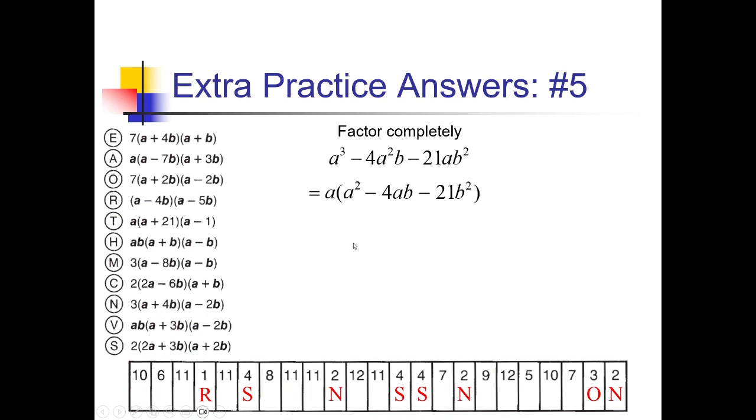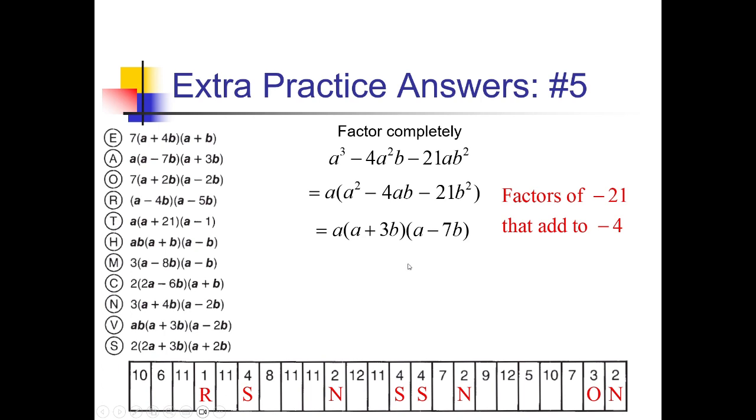So I have the a I took out. Inside here, lead coefficient of 1 next to the a squared. So I can just find factors of negative 21 that add up to negative 4. So 1 and 21 doesn't work. 3 and 7 works. Positive 3, negative 7. So I have a plus 3b and a minus 7b.